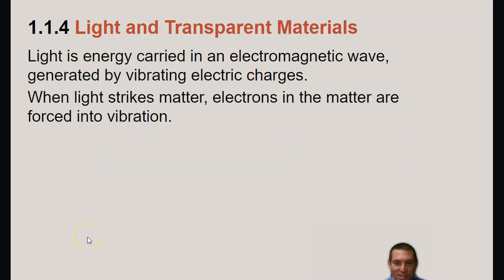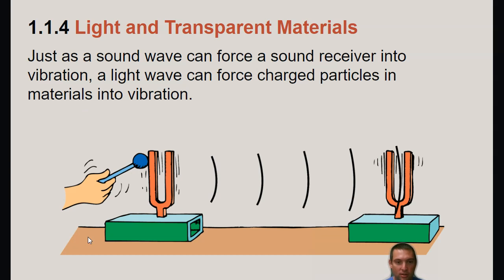Light is energy carried in electromagnetic waves. It's generated by vibrating electric charges. When light strikes matter, electrons in the matter are forced into vibration, just like a sound wave can force a sound receiver into vibration.